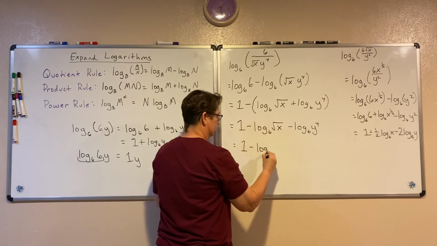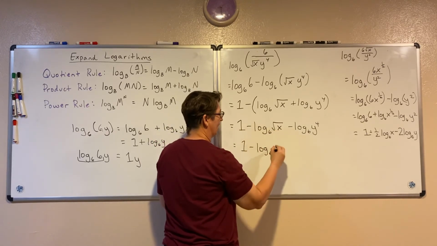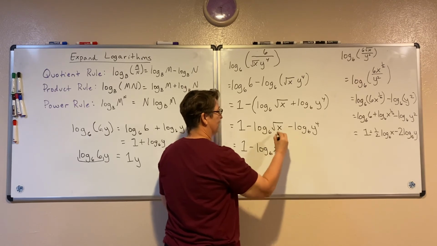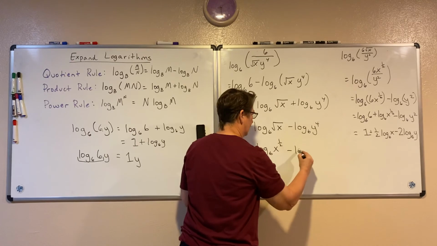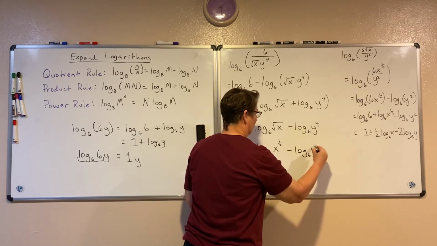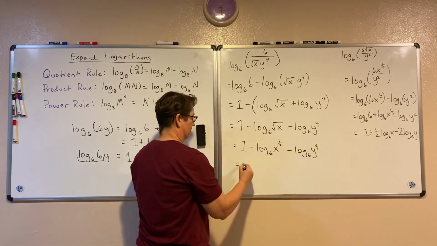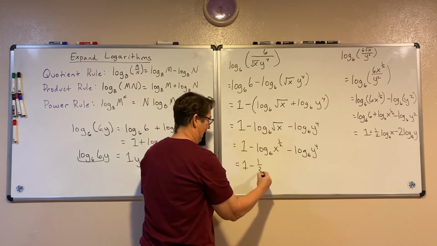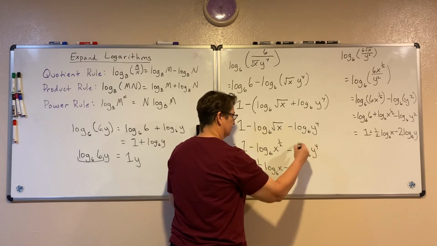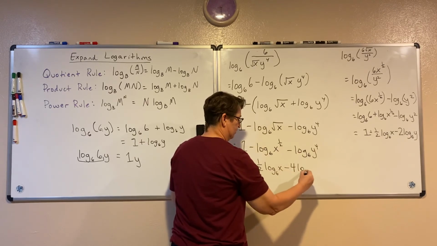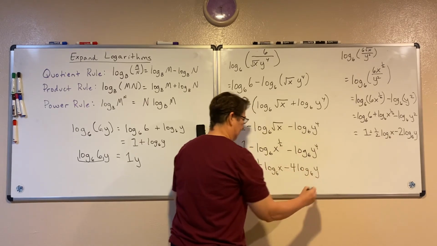This log base 6 of, we could rewrite that with an exponent. Remember that square root is written with the 1/2 power. And now I can use that power rule so that I have 1 minus 1/2 log base 6 of x minus, this power rule says I can multiply those two together.